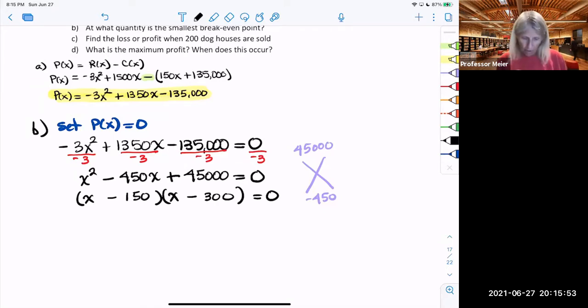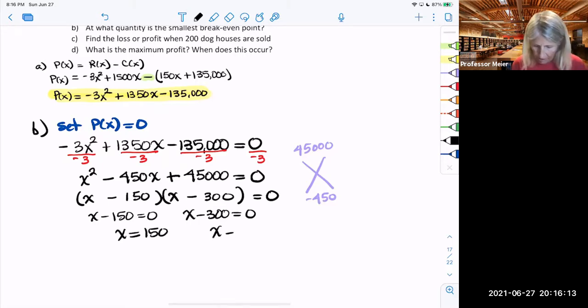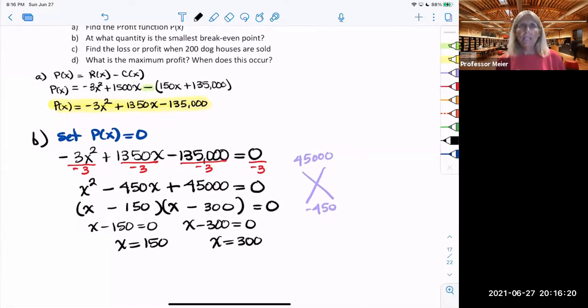Okay, and those would add up to -450. All right, again, I'm going to show you in a minute how you can also use your calculator to help you with this problem. So I'll come back to that, but let me finish up. So let me set these factors equal to 0 and finish up solving here. Because remember, I'm looking for x. So here I get x is 150, and I also get x is 300. Now the question said, at what quantity, so the x value, is the smallest break-even point? Okay, so 150 is the smallest one.